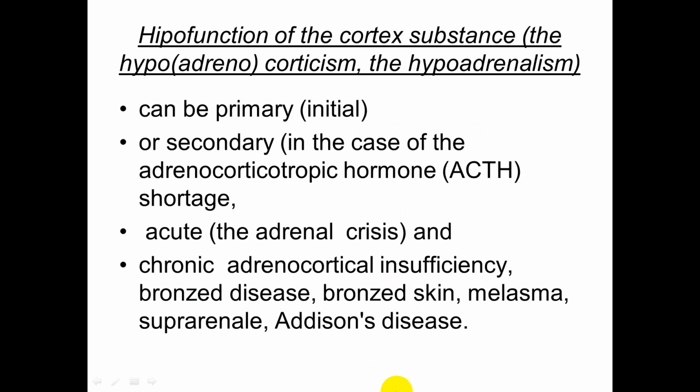Hypofunction of the cortex substance, hypoadrenocorticism or hypoadrenalism, can be primary or secondary in the case of adrenocorticotropic hormone shortage. It can be acute, the adrenal crisis, or chronic adrenocortical insufficiency. Bronze disease, bronze skin, melasma suprarenale, or Addison's disease.